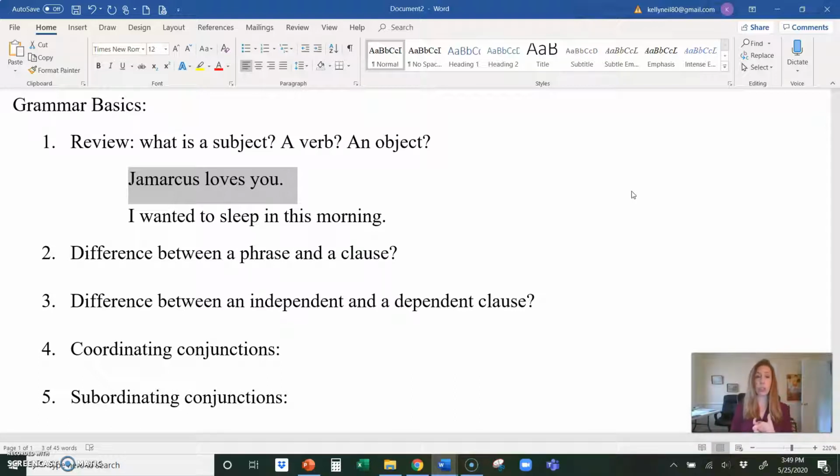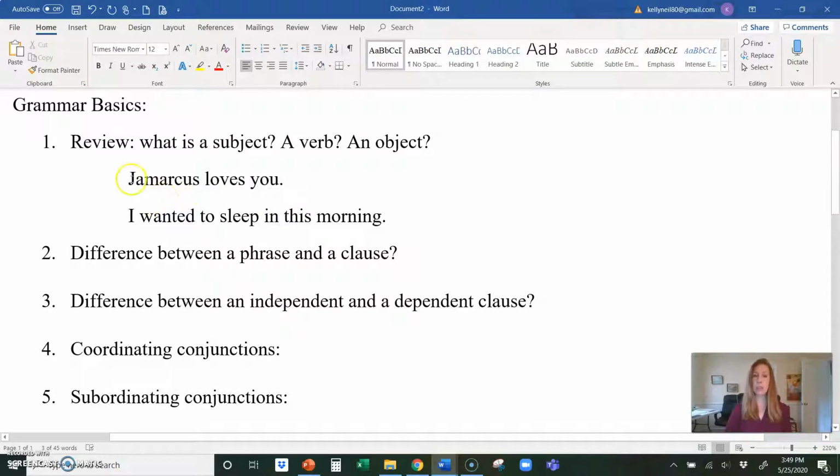So let's talk about the subject first. The subject is the person or thing doing an action in a sentence. In this case, my subject is Jamarcus. He, in this case, is the person who's doing something. Now, what is he doing? That's my verb. So in this sentence, we are saying Jamarcus loves something. So loves will be my verb. That's the action that Jamarcus is doing.